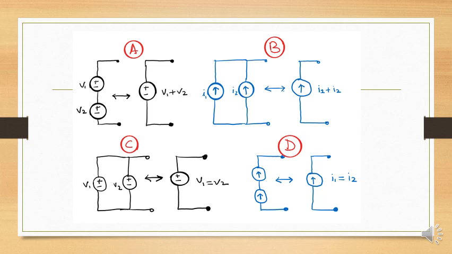I am representing them in diagram, in circuit. Look, this is my V1, this is V2. These both are connected in series with each other, and this is their equivalent. Similarly, this is I1, this is I2. After combining them, I got this one, I1 plus I2. But if V1 is connected in parallel with V2, then V1 must be equal to V2. Similarly, if I1 is connected in series with I2, then I1 must be equal to I2. No other option.